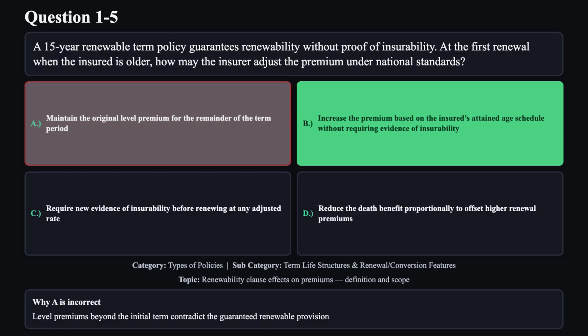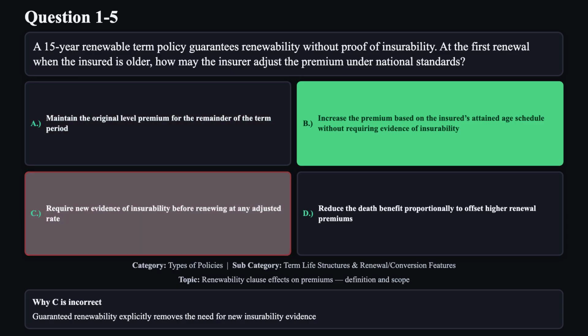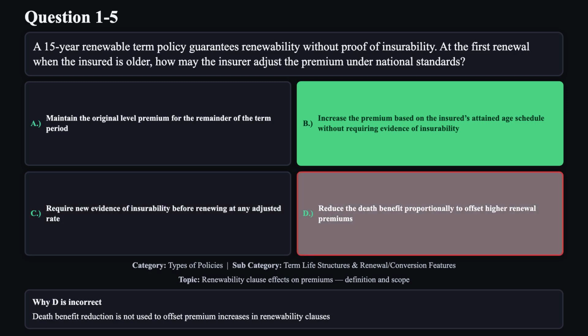Reason A is not correct. Level premiums beyond the initial term contradict the guaranteed renewable provision. Reason C is not correct. Guaranteed renewability explicitly removes the need for new insurability evidence. Reason D is not correct. Death benefit reduction is not used to offset premium increases in renewability clauses.